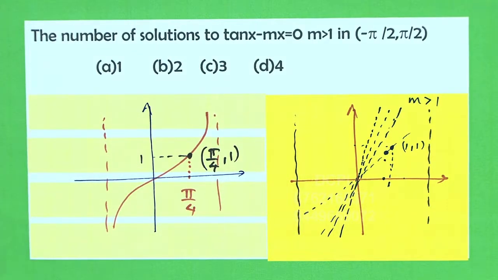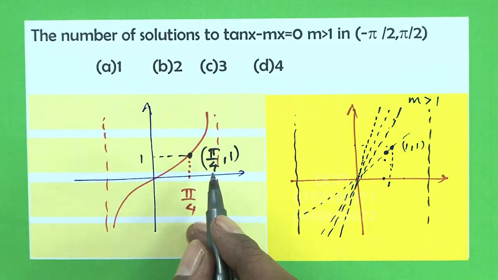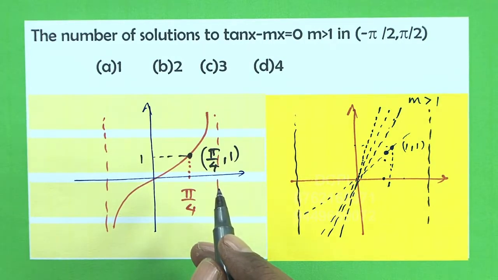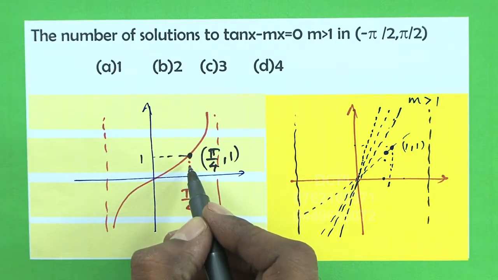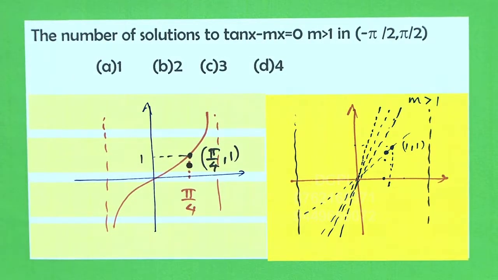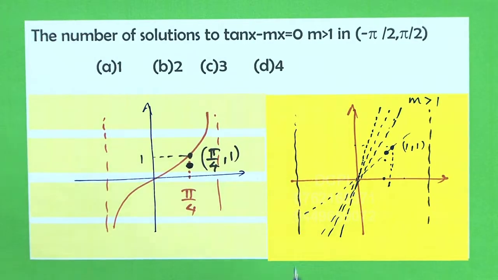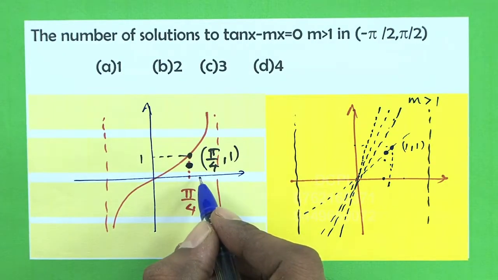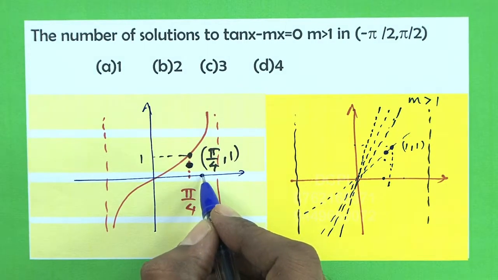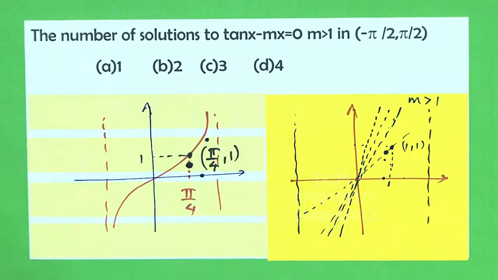This point is pi by 4 comma 1. Can you tell me where exactly you have pi by 4 comma pi by 4? Pi by 4 is less than 1, correct? Do you agree with me? Pi by 4 comma pi by 4 is this point, because pi by 4 is less than 1. And where is 1 comma 1? 1 is greater than pi by 4. So, this is 1 comma 1. Is it correct? So, this is pi by 4 comma pi by 4. This is 1 comma 1.